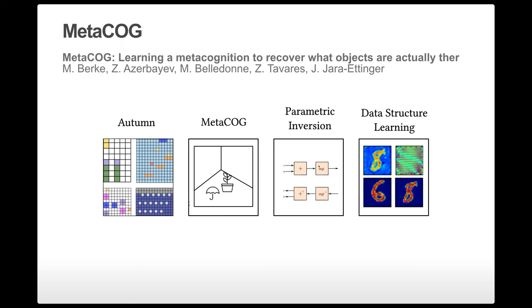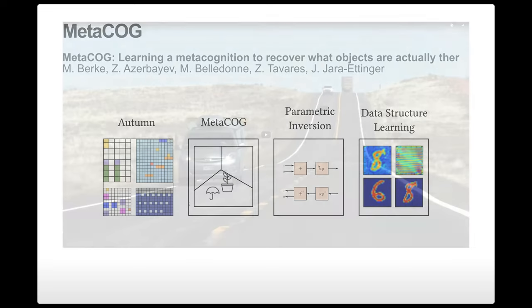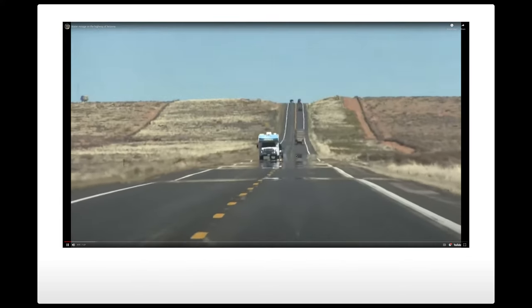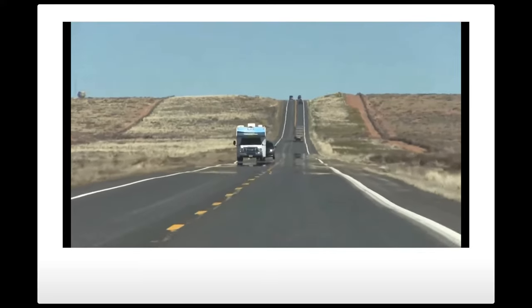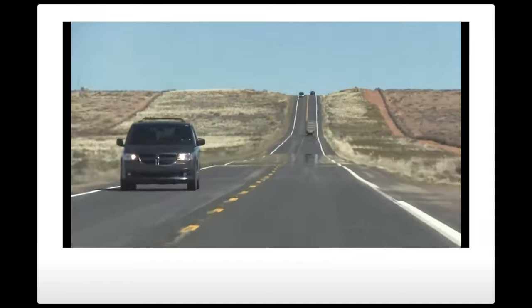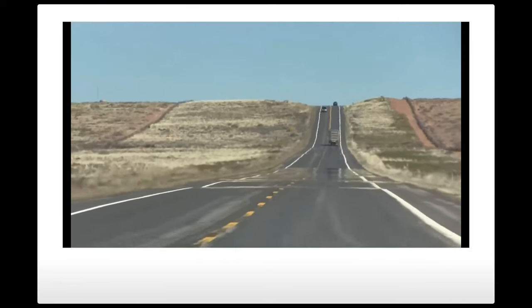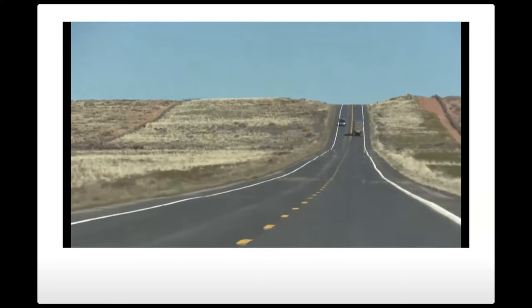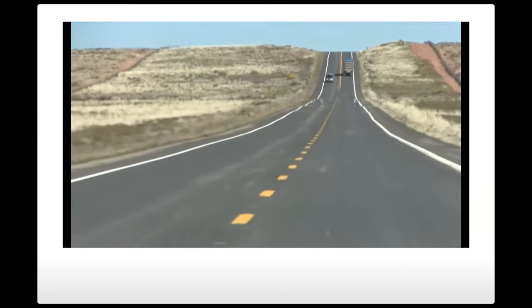So I'm going to move gears to a different project, which is in some deep sense related, but also much more on the neural side of things. That is a project with Marlene Burke, who's also here, and it's around metacognition. I'm going to show you a short video. Well, it's a long video, but I'll show you a short segment of it. This is a video that Marlene sent me, and it's a car driving down a road. As you can see, it looks like there's water in the road, right? But there's not actually water in the road. And as the car goes forward, you realize that there can't be water in the road.